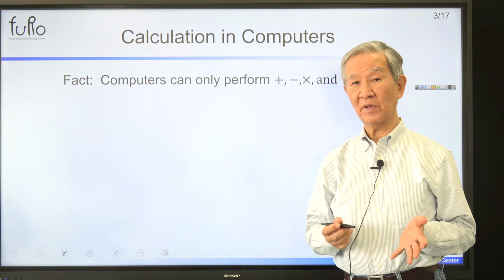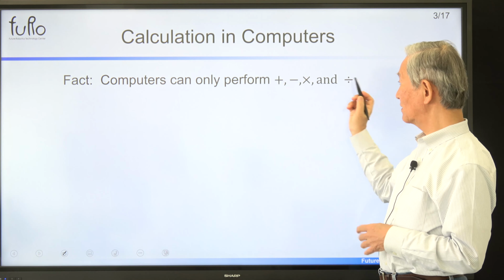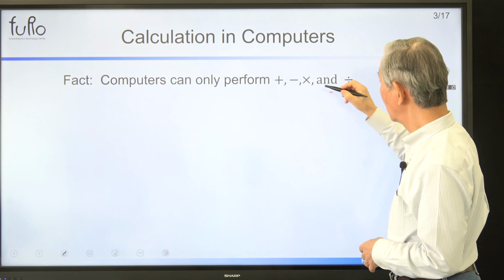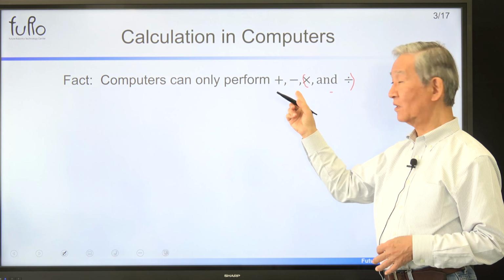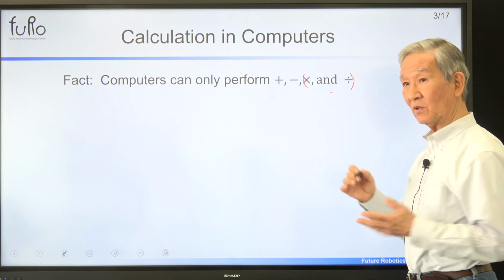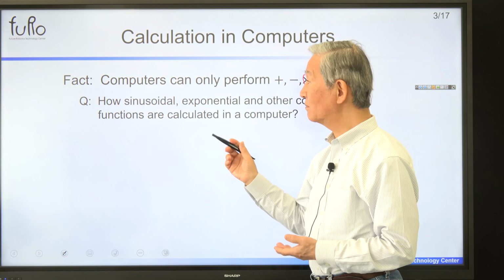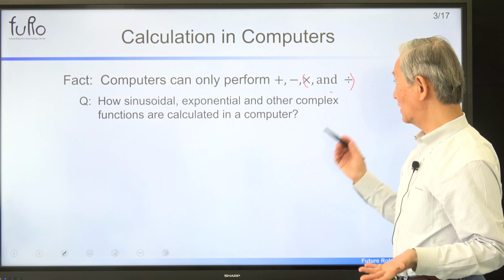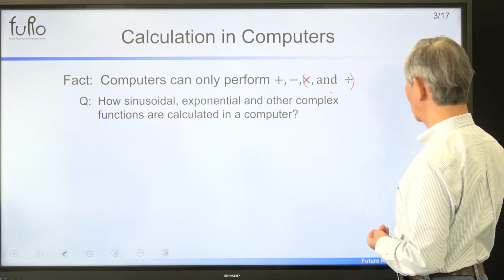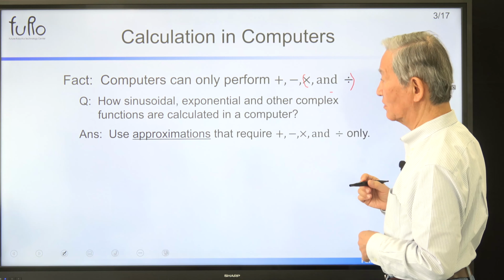Well, I guess you're familiar with the fact that computers can only perform plus, minus, product, and division. But those two are actually performed by using plus and minus. But anyway, that's all. So probably you must have asked this one already: how are sinusoidal, exponential, and other complex functions computed in a computer, if that is the only thing they can do? How can you compute sines and cosines and so on?